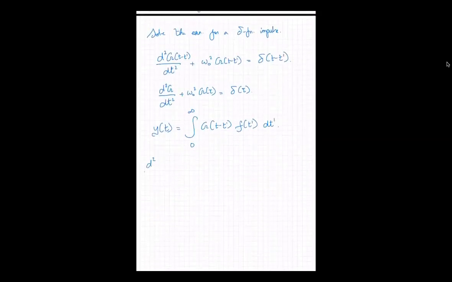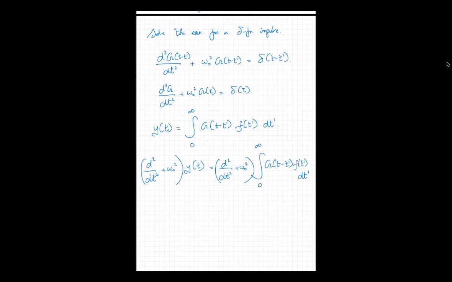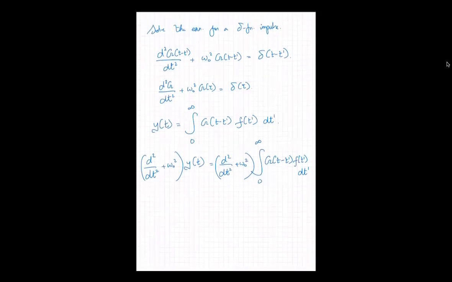So d square dt square plus omega 0 square acting on y of t. If this is indeed a solution of this equation, then if I act d square dt square plus omega 0 square on this integral, I better get f of t, right? Now notice the integration is over a dummy variable t prime because I'm integrating over all times, right? So I'm not using the variable t, I'm using a dummy variable t prime.